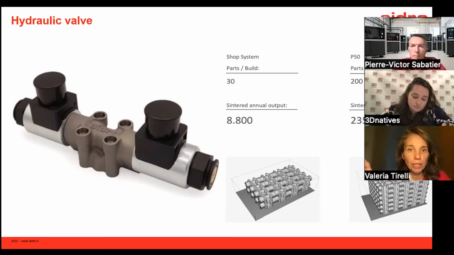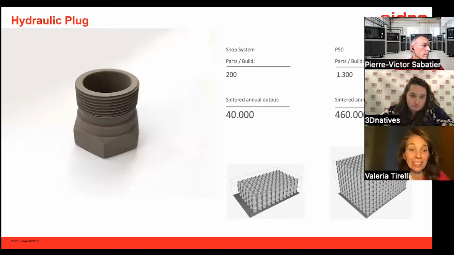In the simulation, you can see that with the shop system, the entry-level machine, we can produce roughly 8,000 parts per year. But with the bigger machine, we are now able to produce more than 200,000 parts. So a very mass production of customized parts.